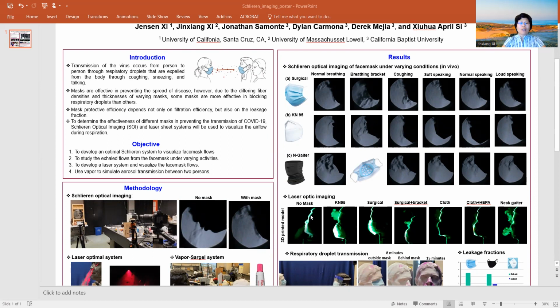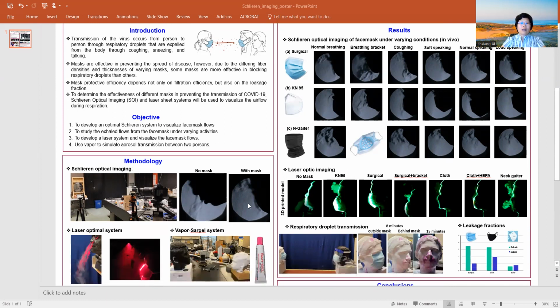To figure out the effectiveness of different face masks in preventing the transmission of COVID-19, Schlieren optical imaging and a laser sheet system will be used to visualize the airflow during respiration. The main objective of this research is to develop an optimal Schlieren system to visualize face mask flows, to study the exhale flows from the face mask and wearing activities, to develop a laser system and visualize the face mask flows, and to use vapor to simulate aerosol transmission between 2 persons.